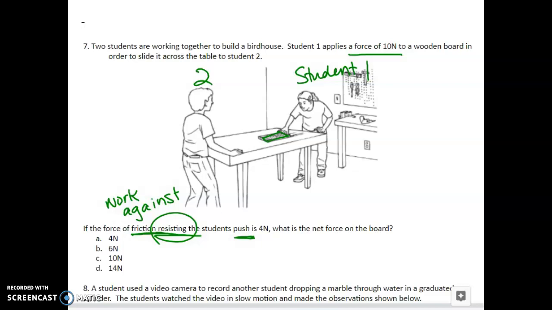So this, the friction is going to be 4, so it's going to be the net force. We started with 10 minus 4, which was the friction, which would give us a total net force of 6 newtons here.